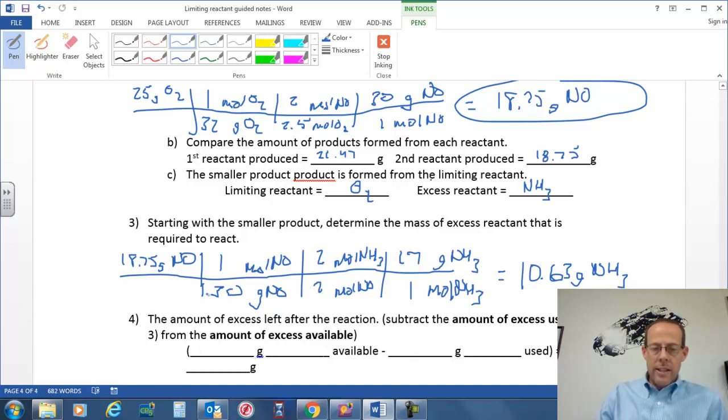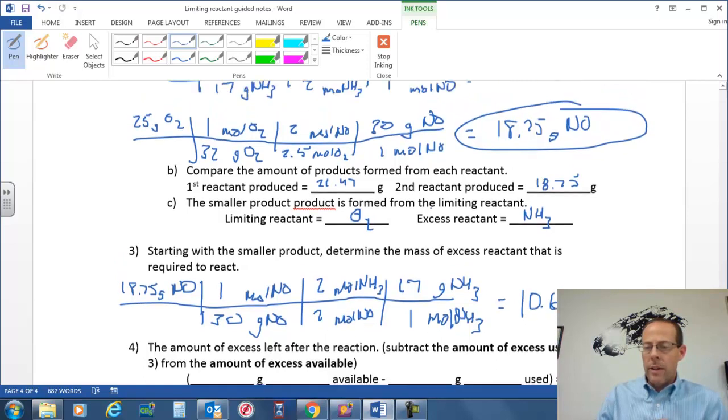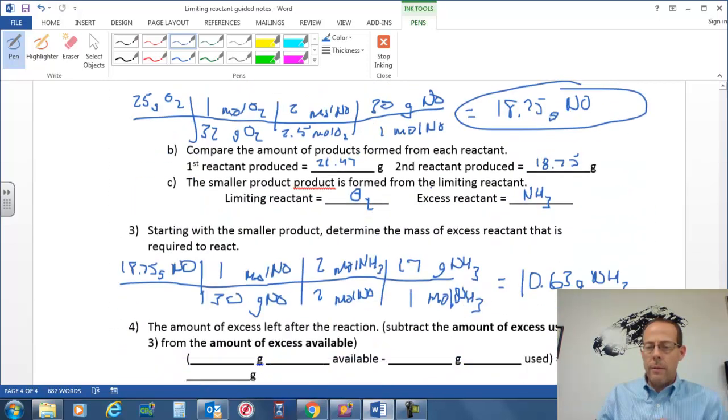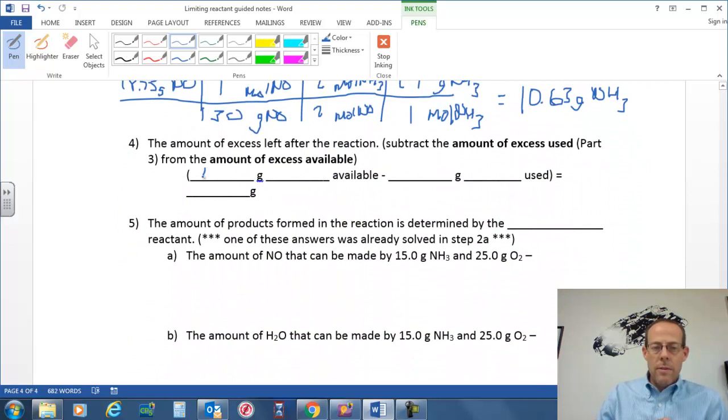All right, so next thing is the amount of excess left after the reaction. So we're going to subtract the amount of excess used from the amount of excess available. So if we go back to the top, we're going to find out how much NH3 we started with. And we started with 15 grams of NH3. So I'm just going to put 15 grams of NH3, because that's my excess. And I'm going to subtract what I needed. So I needed 10.63 grams of NH3. And when I do that math, I find that I have 4.37 grams of NH3 left over. Okay? So that is excess reactant. It did not all get used up, but we had more of it.